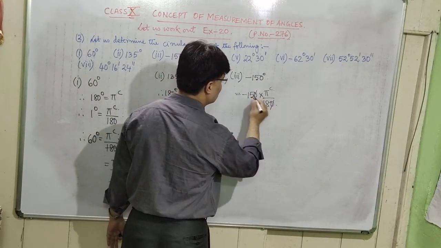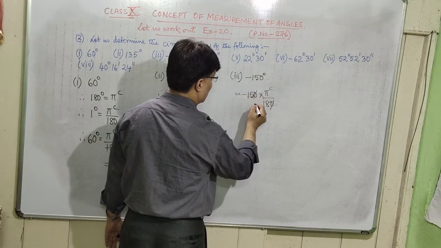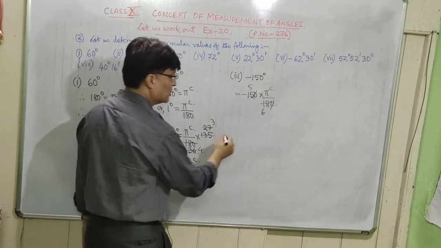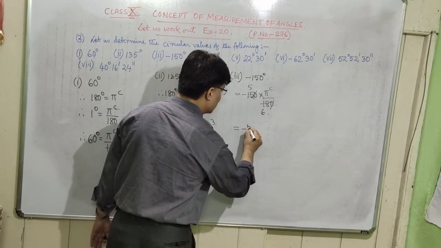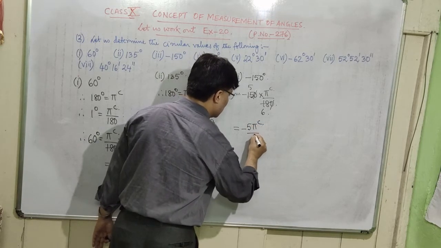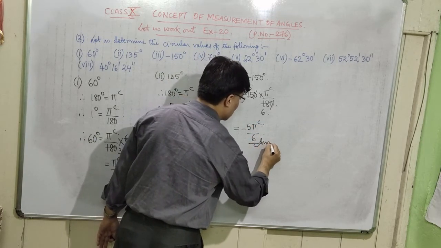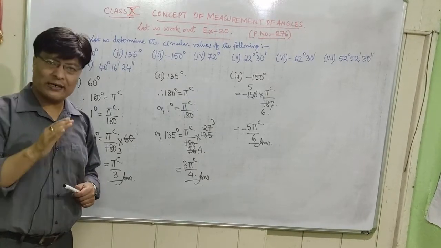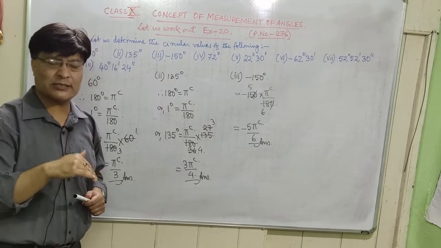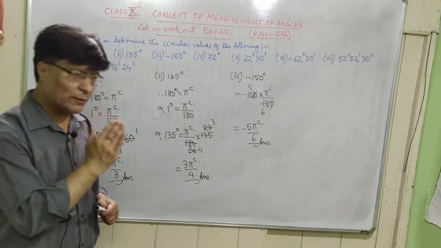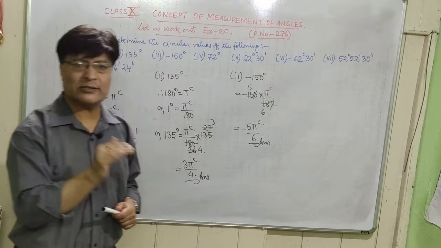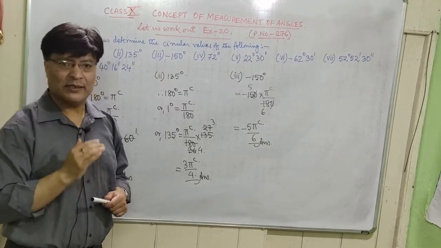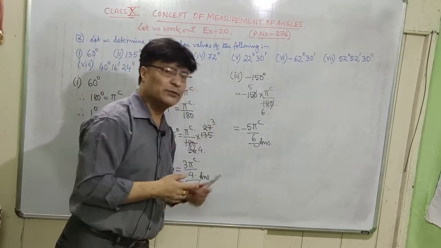So this 0 0 gets cancelled. 3 5s are 15. 3 6s are 18. So which is equal to minus 5 pi radian divided by 6. So this is the answer. So I think you have understood it. So while converting sexagesimal system into circular measure, you have to multiply that angle in sexagesimal system by pi by 180. Okay, so that angle will be in terms of radian.